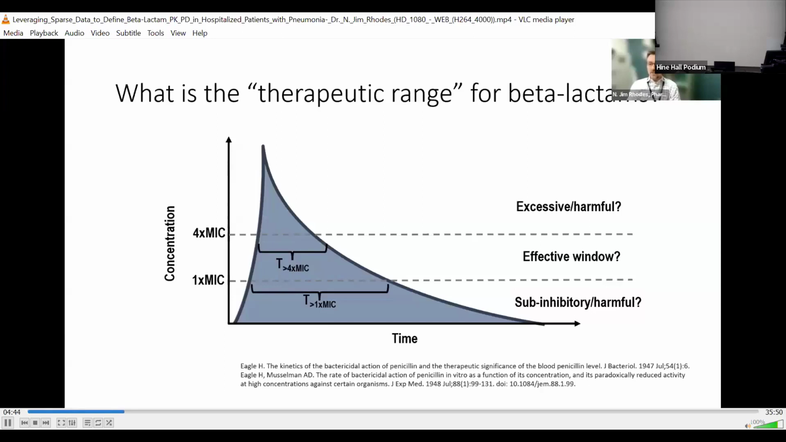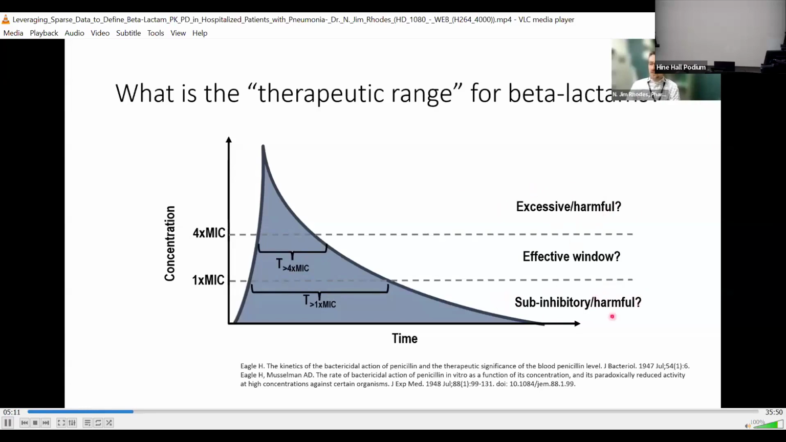And certainly, as we push our doses higher and higher to treat some of these more difficult-to-treat pathogens with higher MICs, or we think about our altered pharmacokinetic states, potentially things like augmented renal clearance, where patients are clearing drug rapidly, we push our doses. Do we potentially move into this realm of excessive and potentially harmful concentrations?